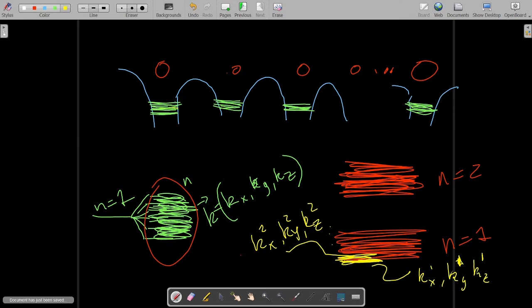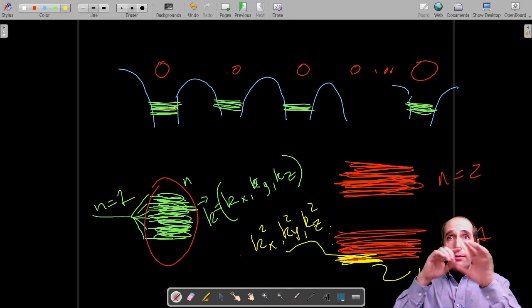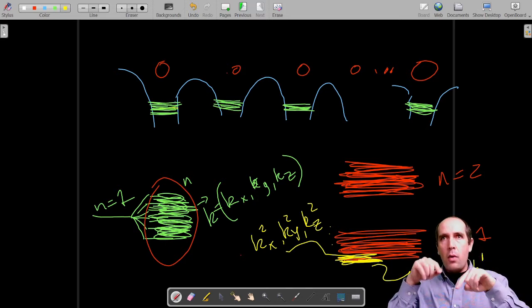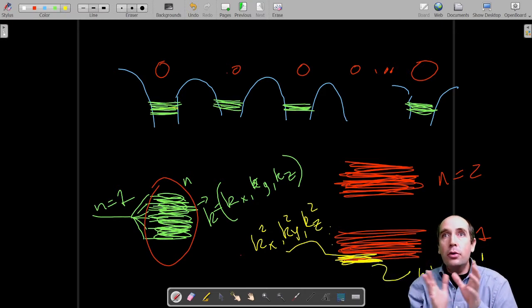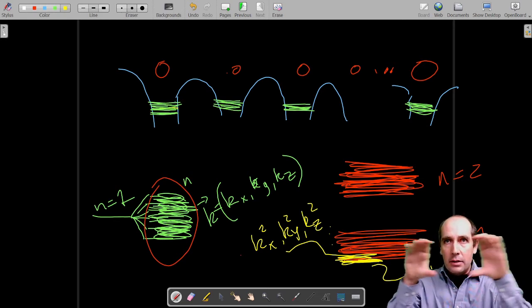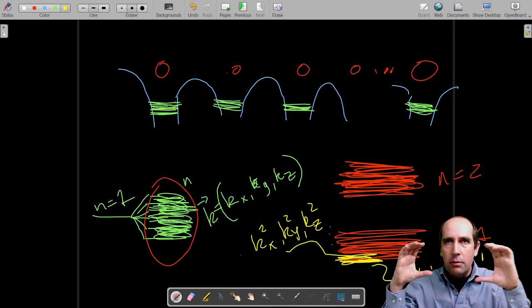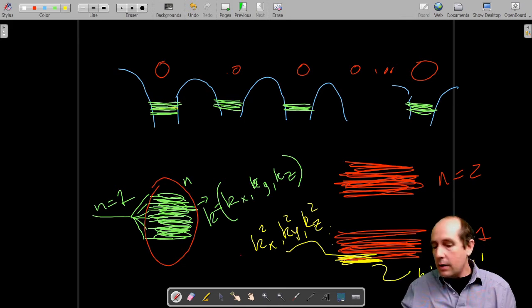So each one of these different levels will have a different combination of kx, ky, and kz. So we are able to distinguish between all of these levels that pile up and form this very densely packed band of energies. And again, two things can happen.